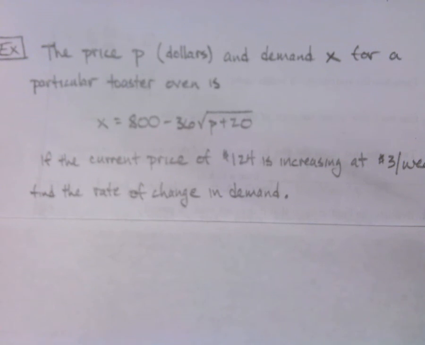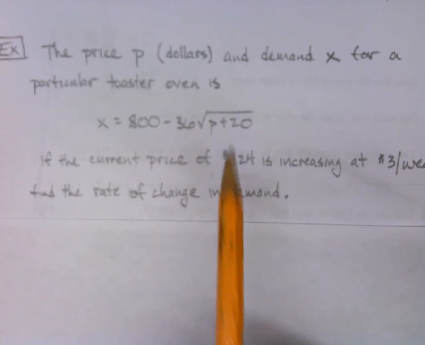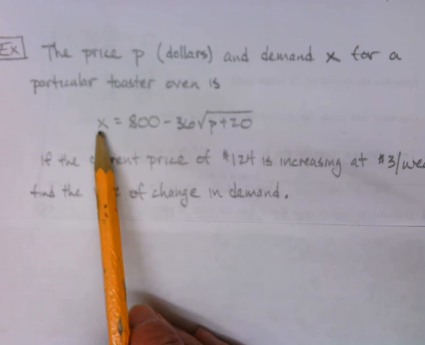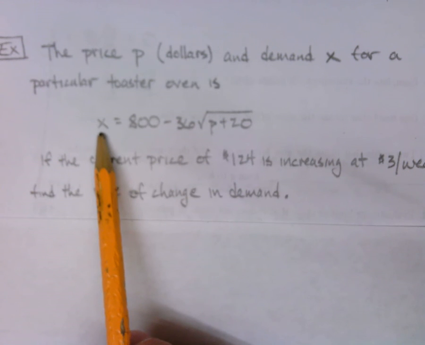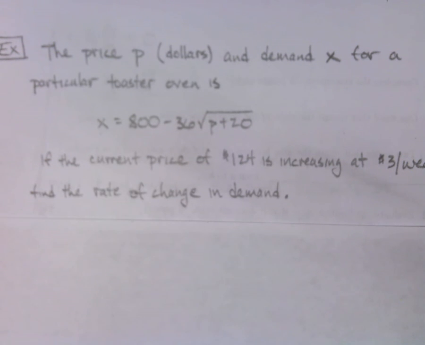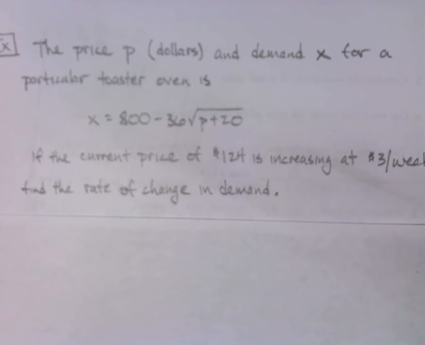Here we go. The price P in dollars and demand X for a particular toaster oven is this: X equals 800 minus 36 square root of P plus 20. So the idea is whatever we set the price at, that affects the demand. The demand, we're thinking of the units they sell, for whatever time component. I think here we're going to have weeks, so the units per week.